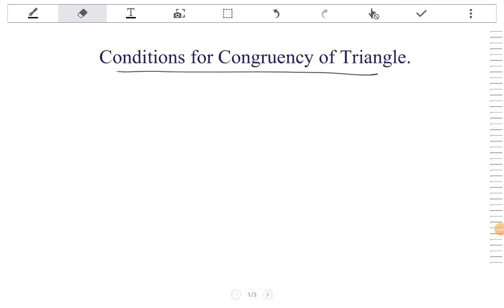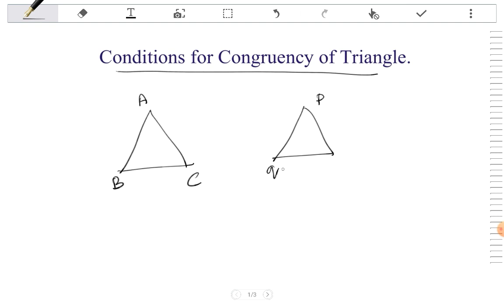How can we tell the given triangles are congruent? Okay, so let's see two triangles, triangle ABC and triangle PQR. We can tell whether the triangles are congruent if all their sides and angles are equal.